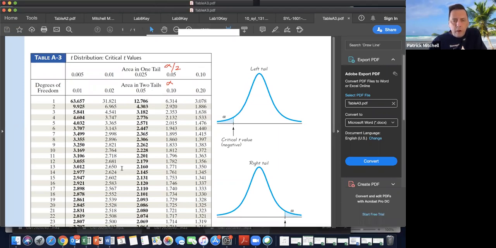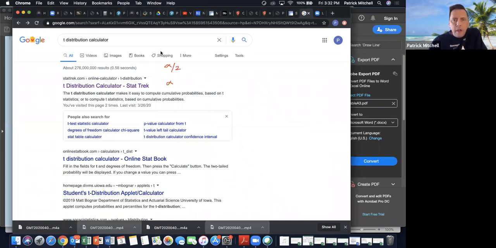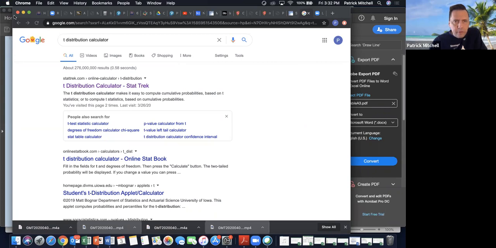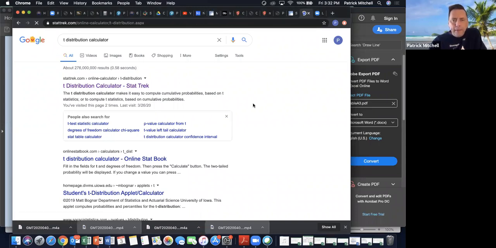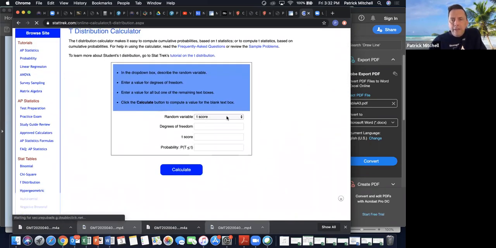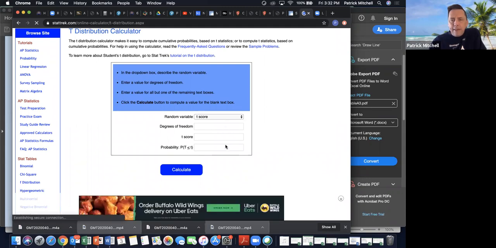Let me go over also and show you that you can do this with technology. So I've gone ahead and loaded up a Google page. I've typed T-distribution calculator into Google, and the very first result that comes up is my favorite website, StatTrek. So I'm going to click on that. All right, so the way this works, you need to fill in exactly 3 of these boxes, and then it will give you the value that goes in the other box.